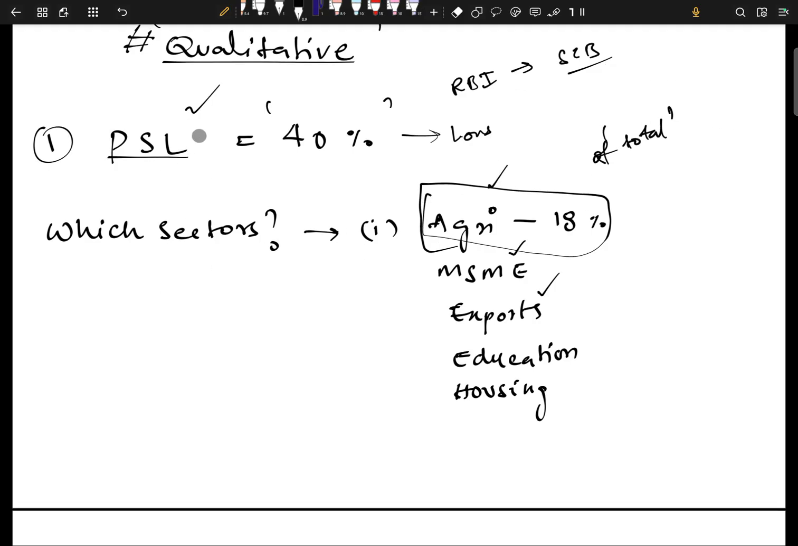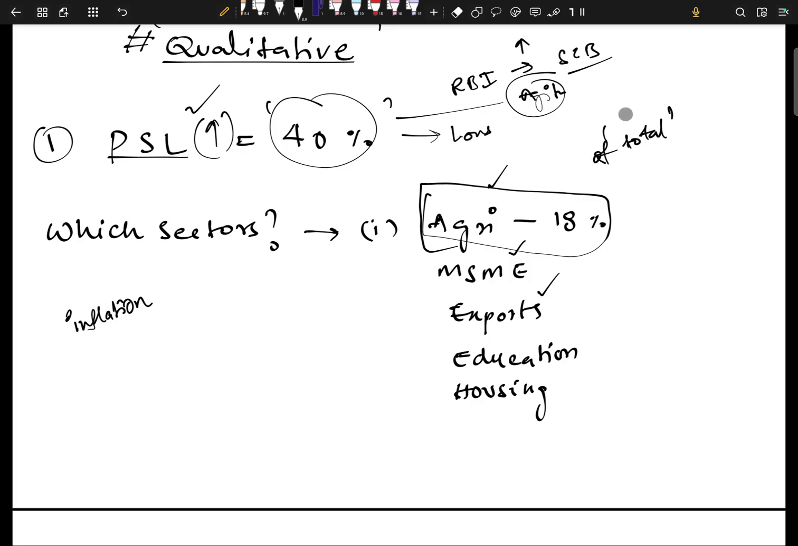So, how does this priority sector lending impact the inflation in the market? Let's say 40% of the loans are given to agriculture, right? These are more risky loans. What is a risky loan? More often than not, the farmers tend to default on their loans, because India is still dependent on rain, right?